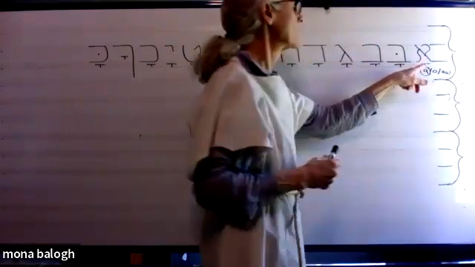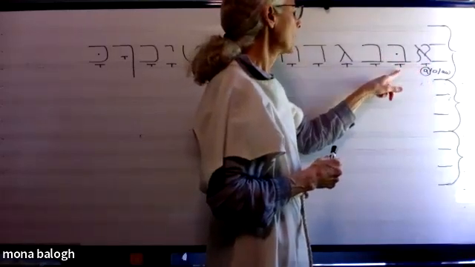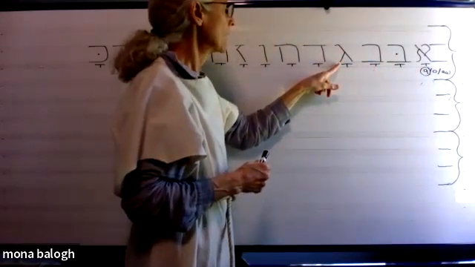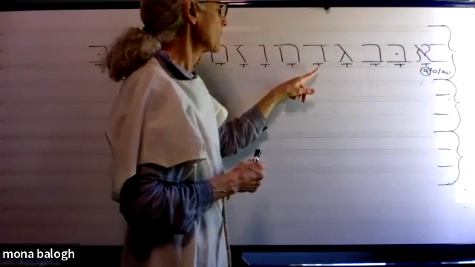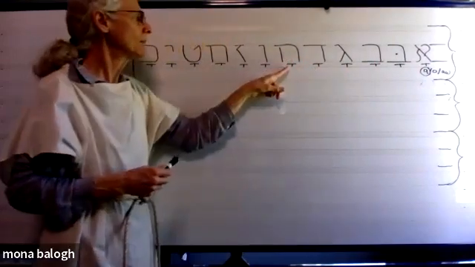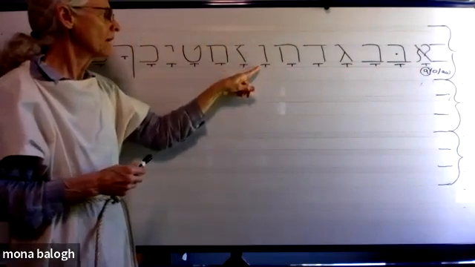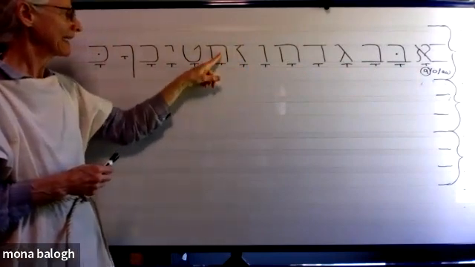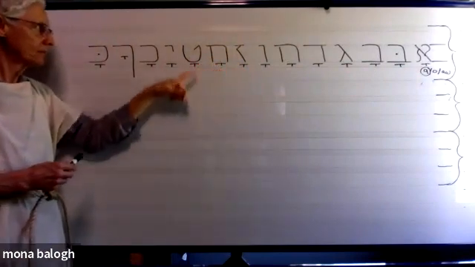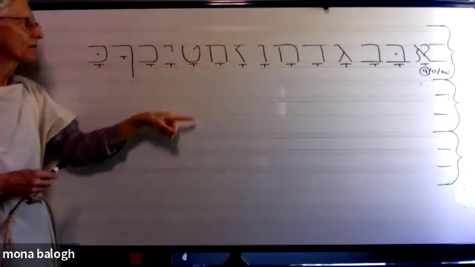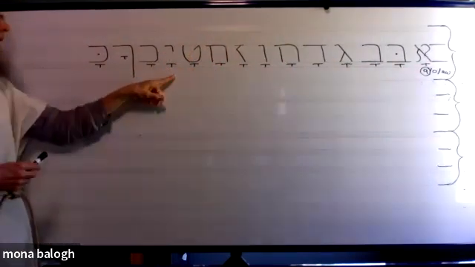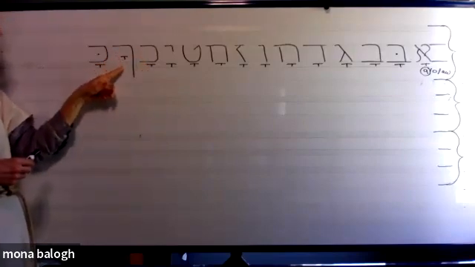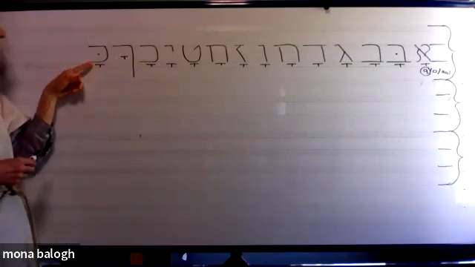Aleph plus kamatz is ah. Beit kamatz ba. Veit kamatz va. Gimel kamatz ga. Dalet kamatz da. Hey kamatz ha. Vav kamatz va. Zayin kamatz za. Het kamatz ha. Tet kamatz ta. Yud kamatz ya. Chaf kamatz cha. Chaf sofit kamatz cha. Kaf kamatz ka.